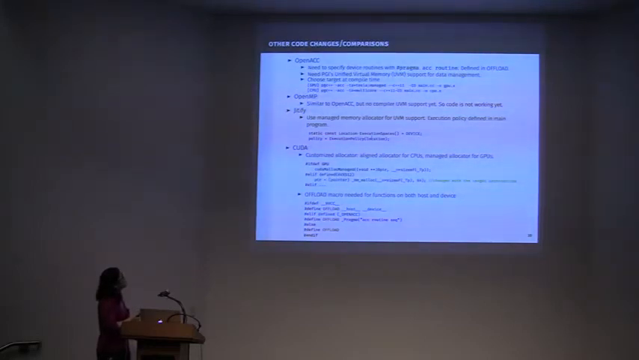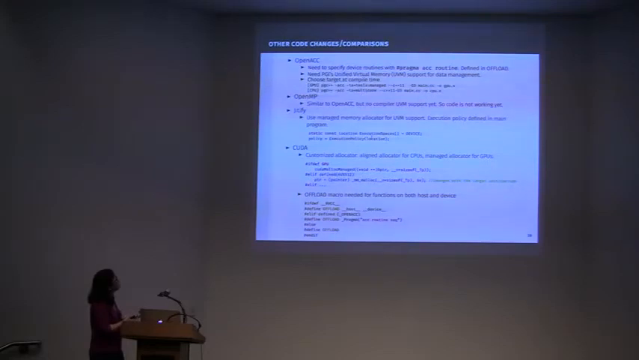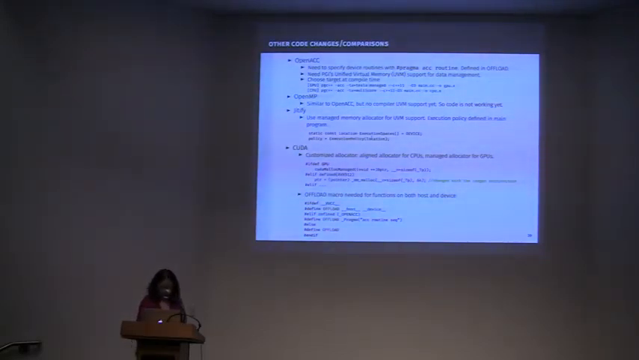OpenACC did work for us, but we need to use the unified virtual memory support in the PGI compiler, because we couldn't do manual data copying due to the nested data structures in this code. And OpenMP, we would like to be able to do this, but it didn't work because the compiler doesn't support unified virtual memory. And for these other two, it's fairly simple because it's basically what they are supposed to do.